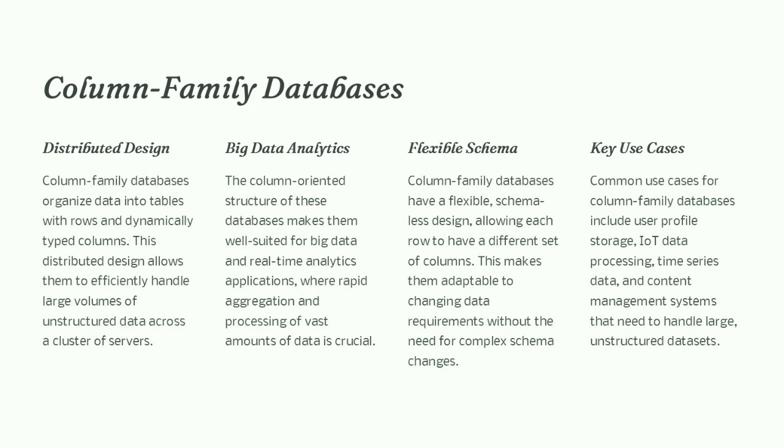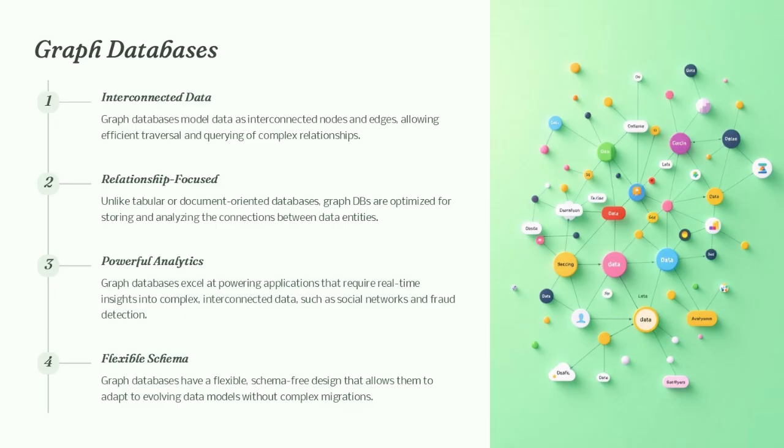Graph databases model data as interconnected nodes and edges, allowing efficient traversal and querying of complex relationships. Unlike tabular or document-oriented databases, graph databases are optimized for storing and analyzing the connections between data entities. Graph databases excel at powering applications that require real-time insights into complex, interconnected data, such as social networks and fraud detection. Graph databases have a flexible, schema-free design that allows them to adapt to evolving data models without complex migrations.